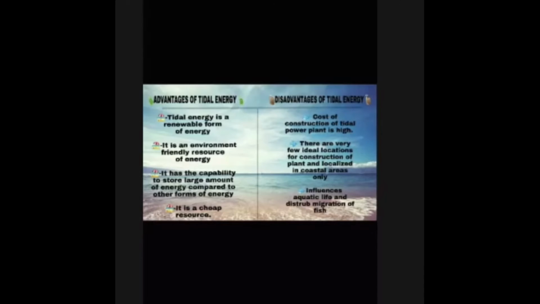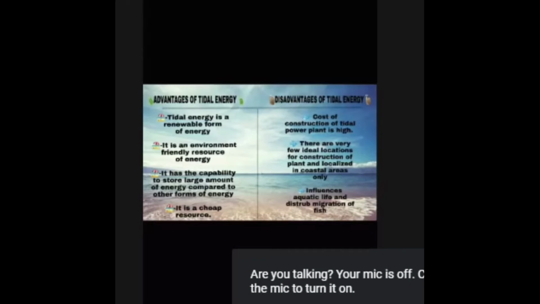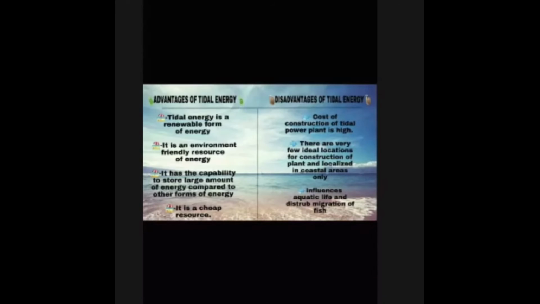Disadvantages of tidal energy. The cost of construction of a tidal power plant is high. There are only a few ideal locations for construction, and plants are localized in coastal areas. They are not found in many areas and can only be found at coastal sites. It influences aquatic life and disturbs the migration of fish.